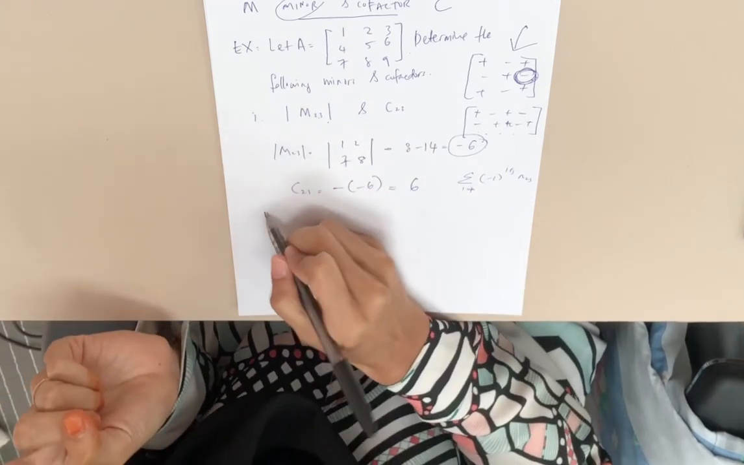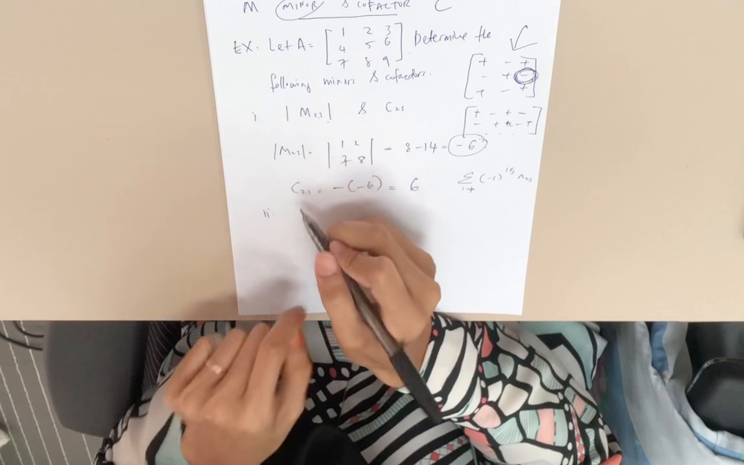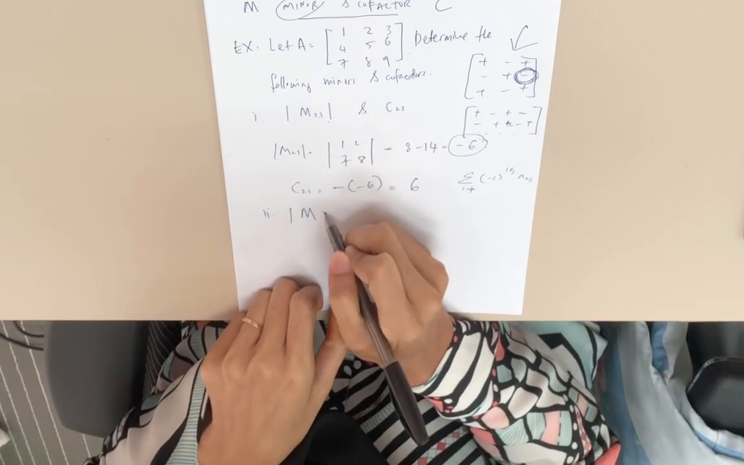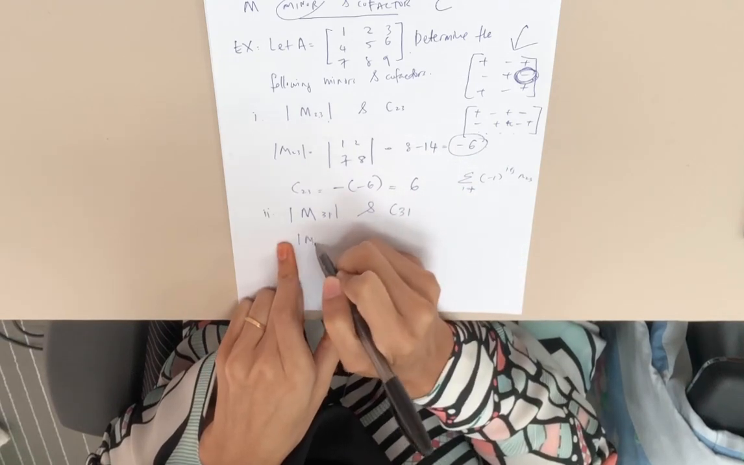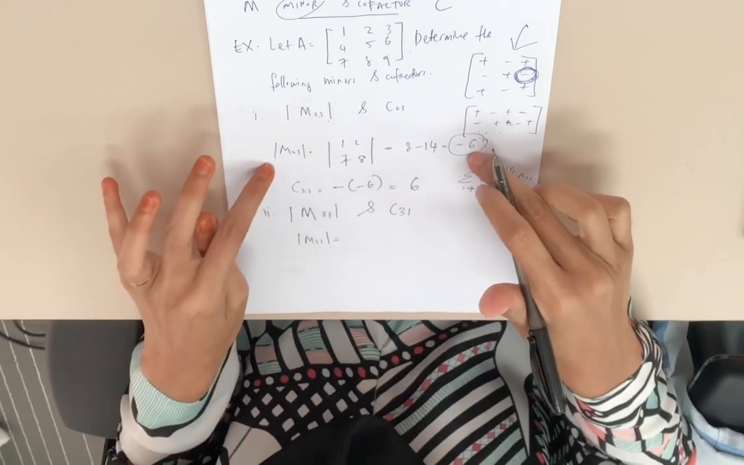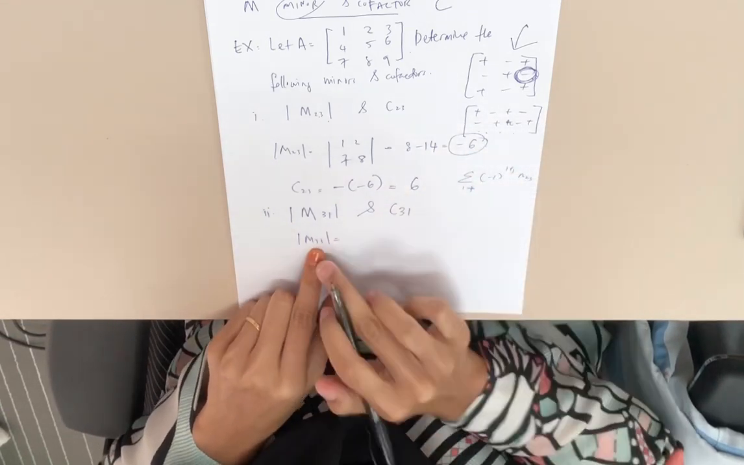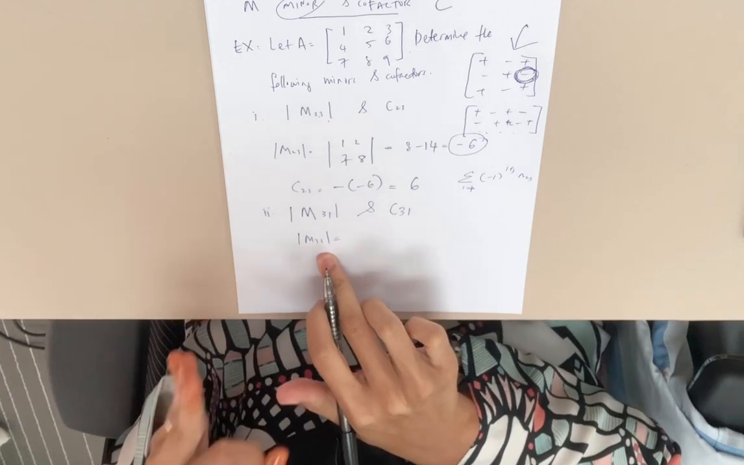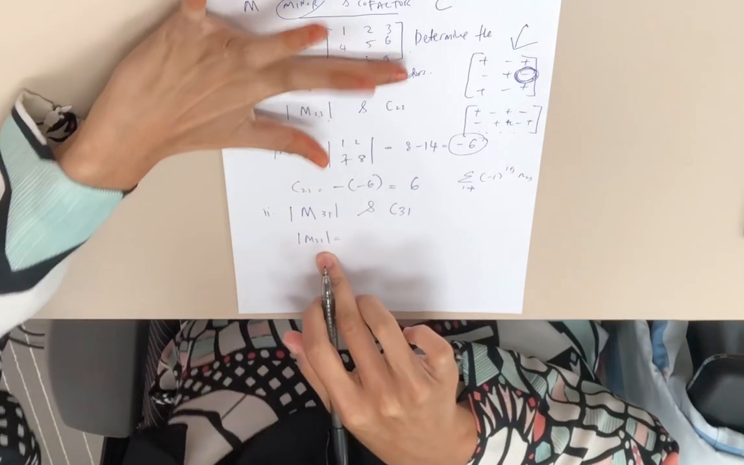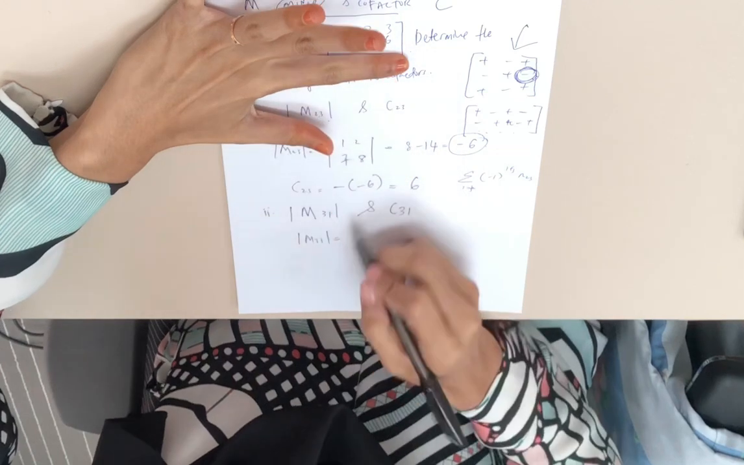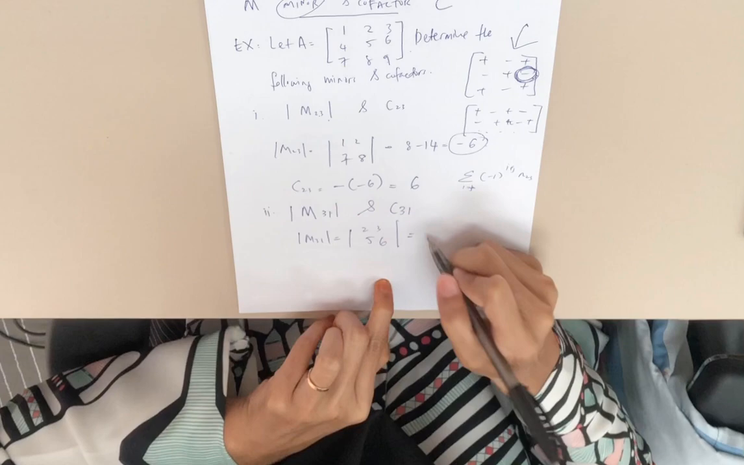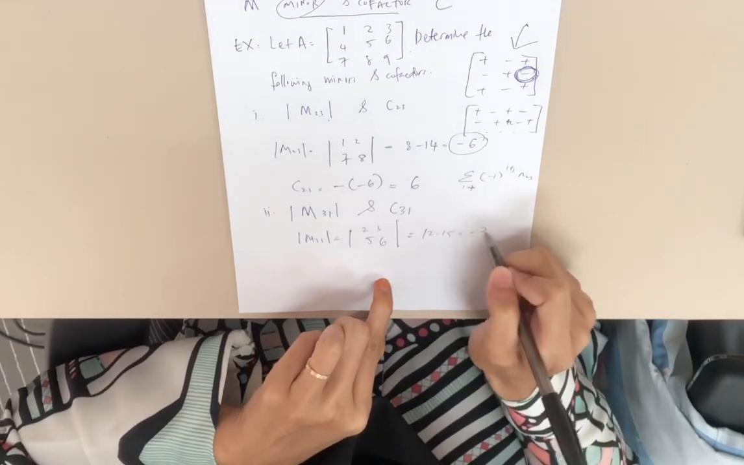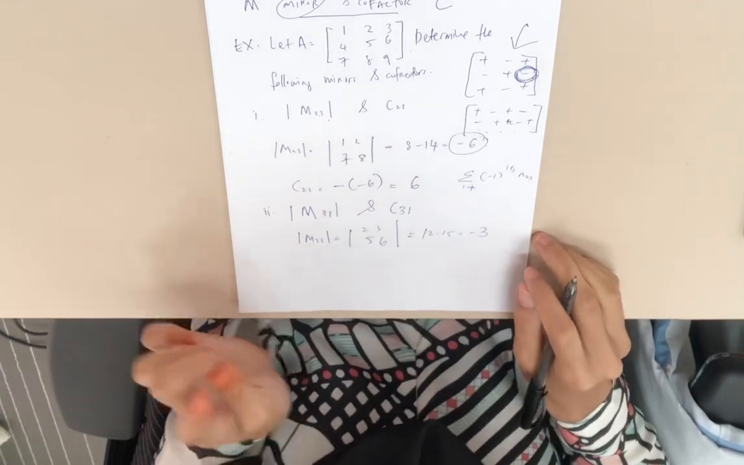So I will give another one. For example, the question asks you to find M31 and C31. How to find M31? The same steps as the previous one. You need to close row number 3 and column 1. You are left with 2, 3, 5, 6. Find the determinant: 12 minus 15, and you will get negative 3 for M31.